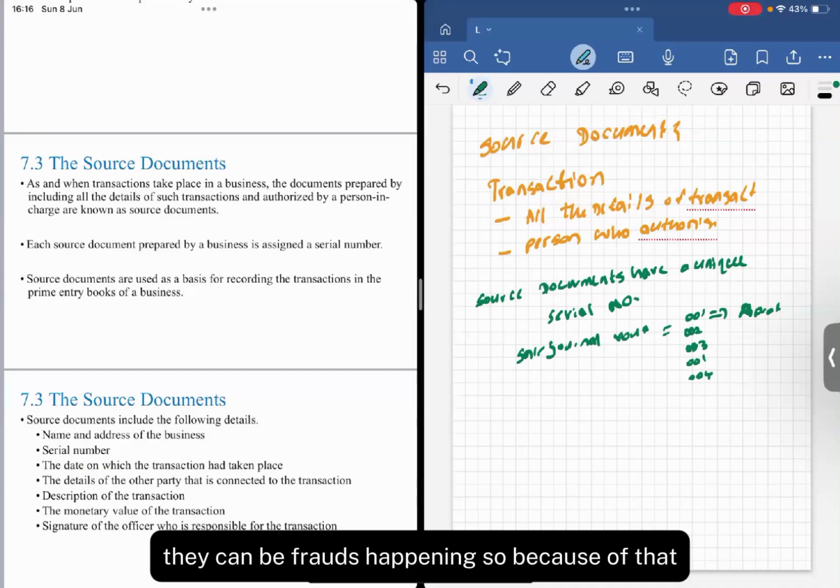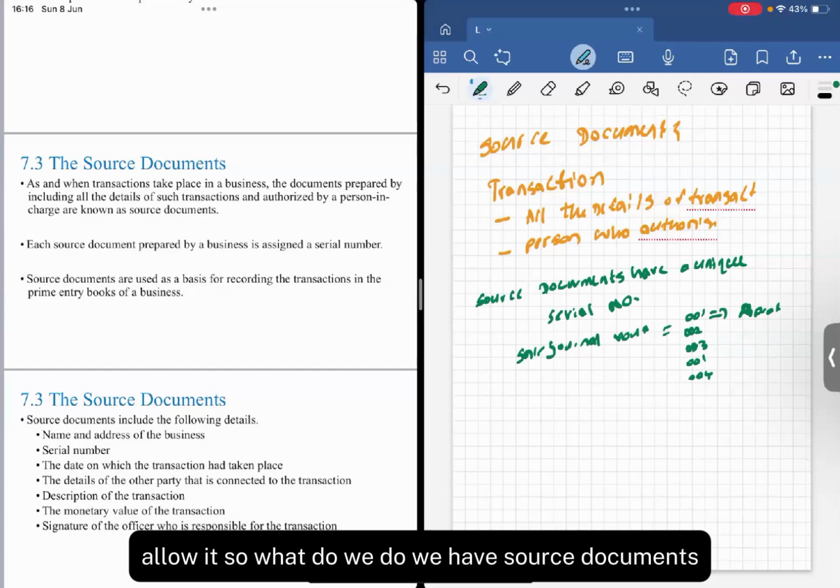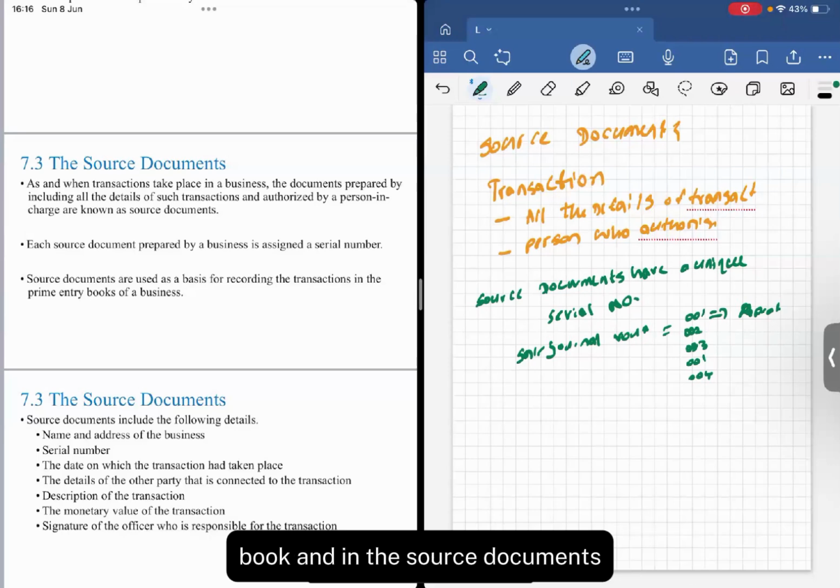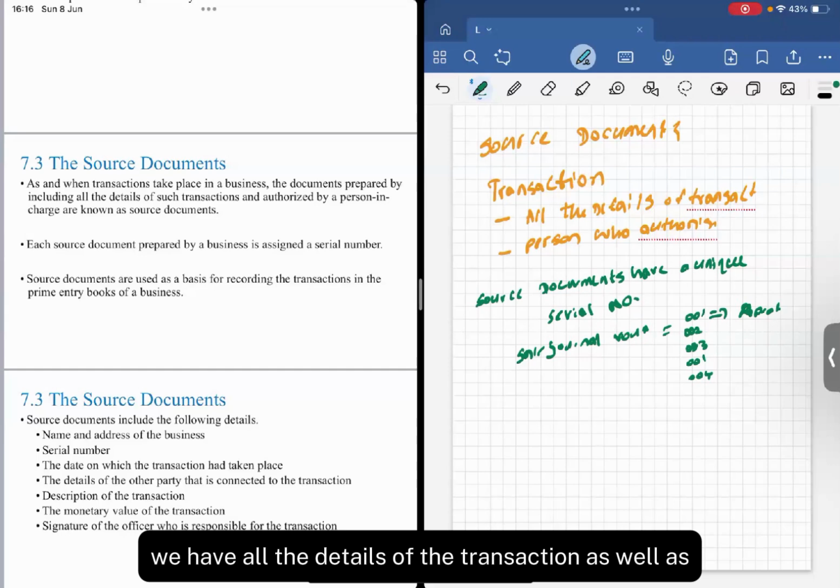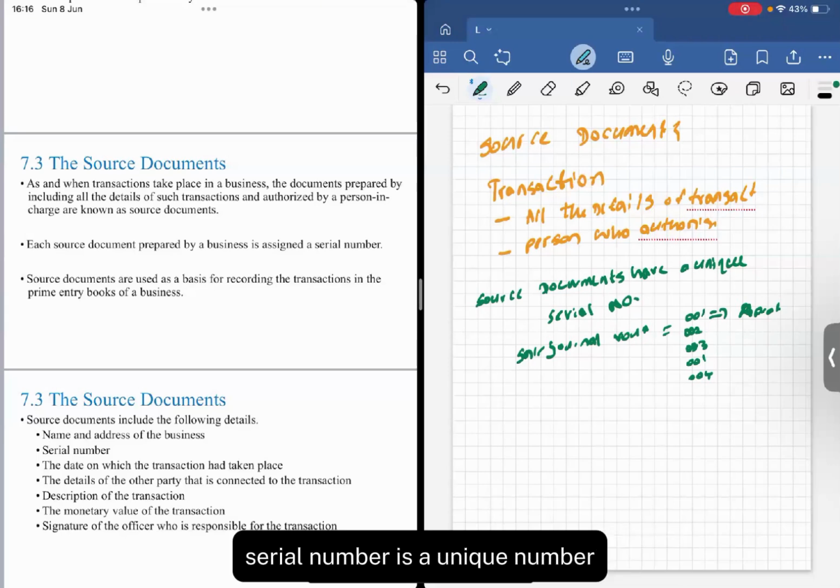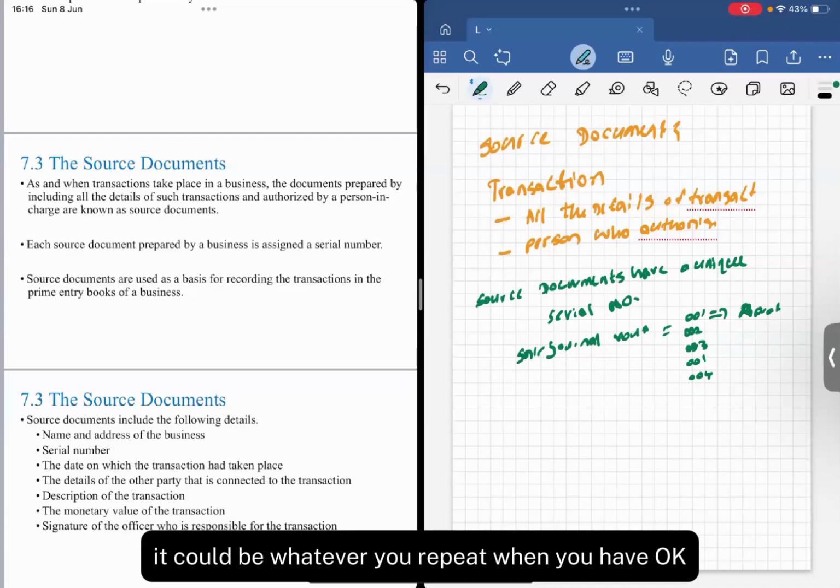There can be frauds happening. So because of that, we cannot let it happen, so we don't allow it. So what do we do? We have source documents for each transaction recorded in the prime entry book. In the source documents, we have all the details of the transaction as well as the person who authorized it, and a unique number called a serial number. A serial number is a unique number that never repeats.